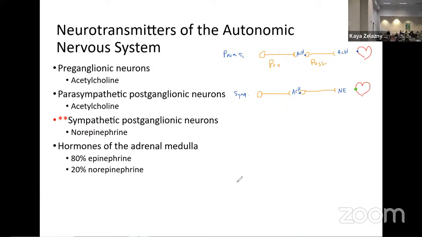The adrenal gland is special, right? You do want to associate the adrenal gland with the sympathetic branch of the autonomic nervous system, but it's able to release, in addition to a little bit of norepinephrine, a lot of epinephrine from the adrenal medulla, inside of the adrenal gland. So epinephrine, same as adrenaline, is about 80% of what that adrenal medulla is releasing.